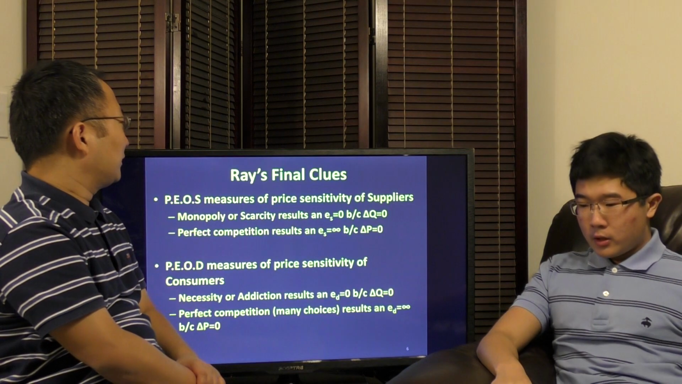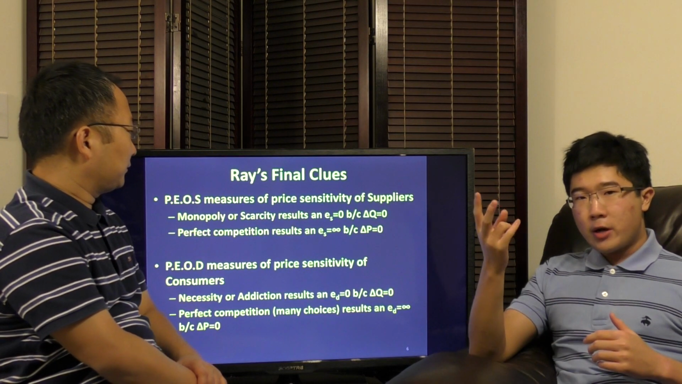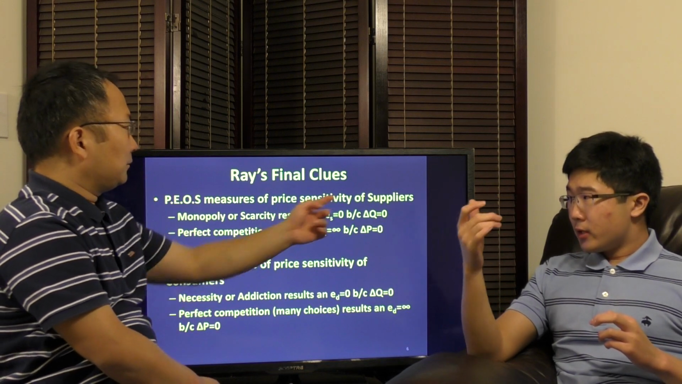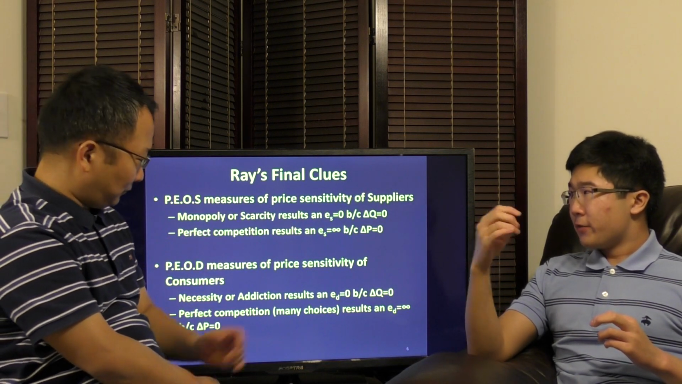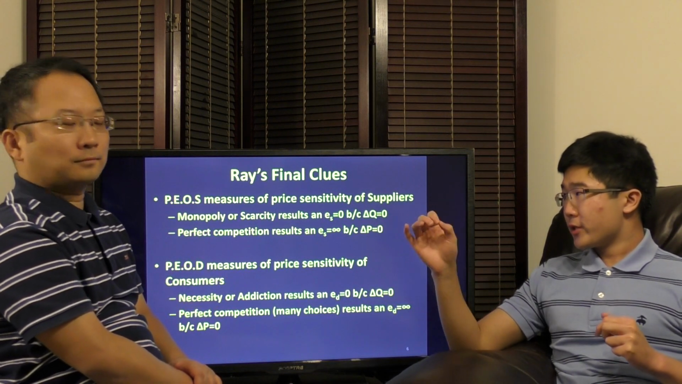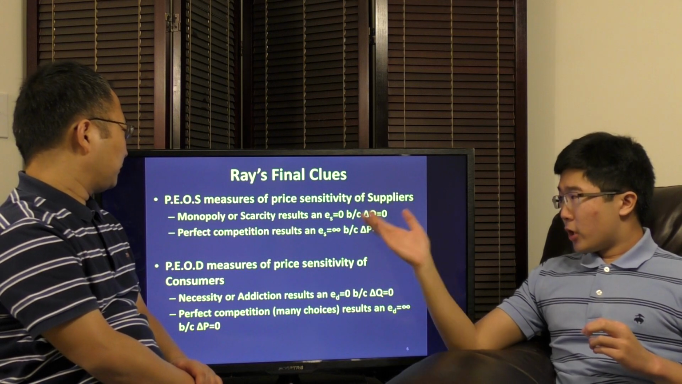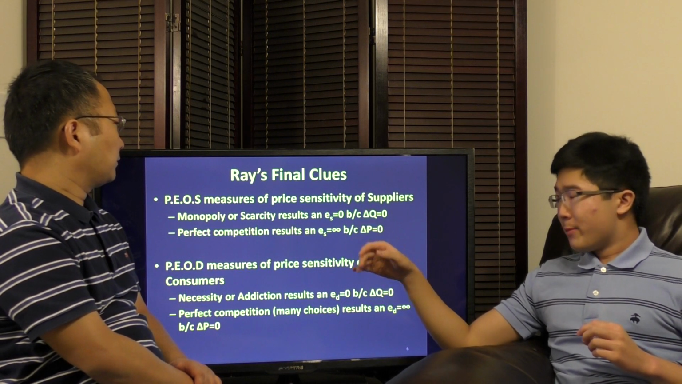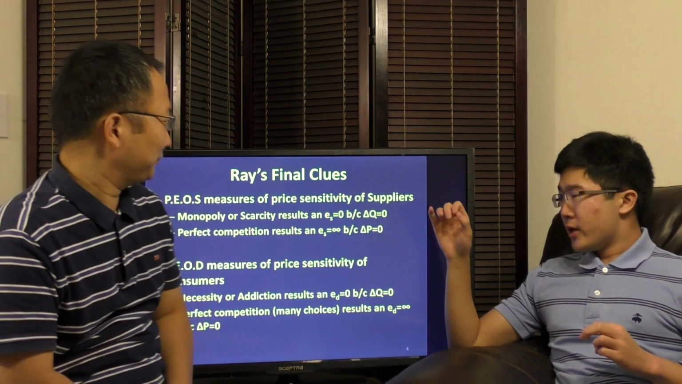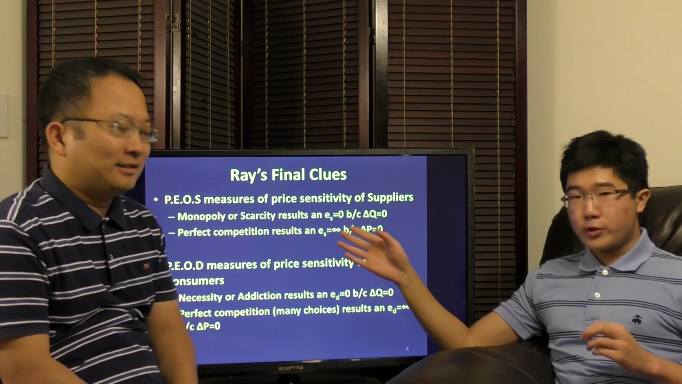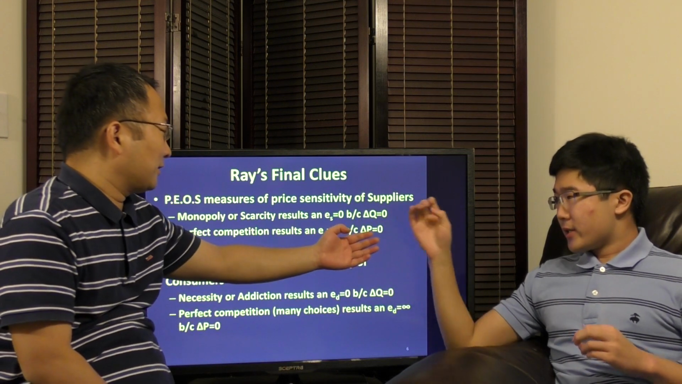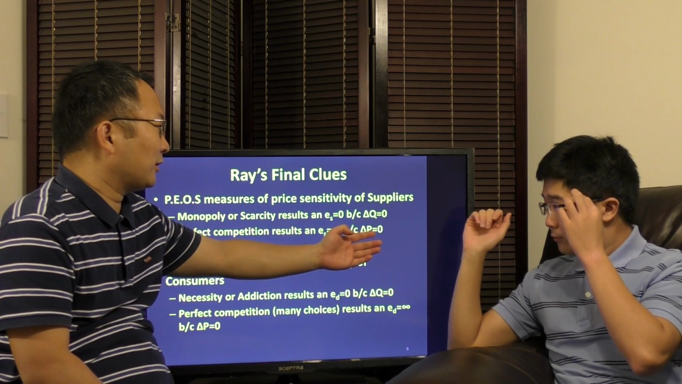So for our final close, we compared two metrics that are basically two sides of the same coin: PEOS, price elasticity of supply, and PEOD, price elasticity of demand. PEOS measures price sensitivity for suppliers. PEOD measures it for consumers, for demand. In monopoly and scarcity, we see the elasticity is 0 because quantity is fixed. Delta Q is 0. In the opposite case, perfect competition, the elasticity is infinity for producers because price is almost fixed. And as we just mentioned, if price increases a little bit, there's a lot more supply.